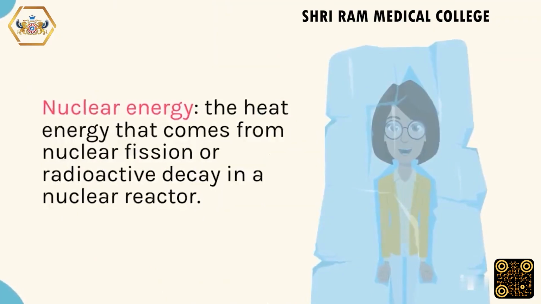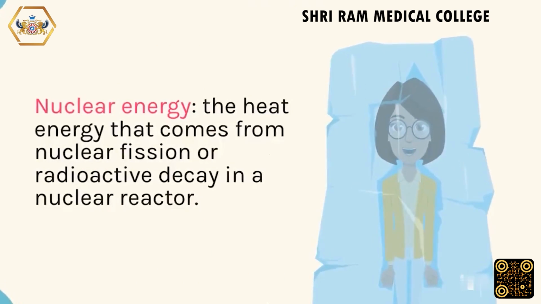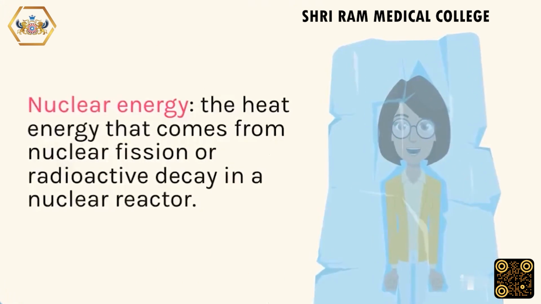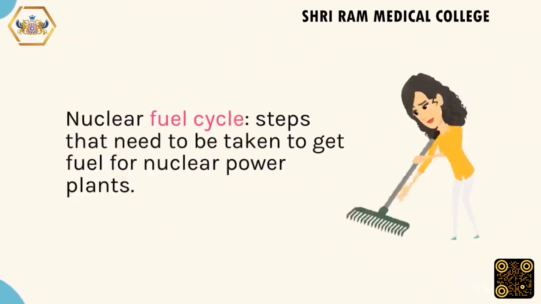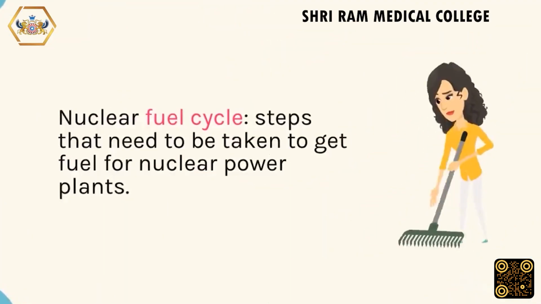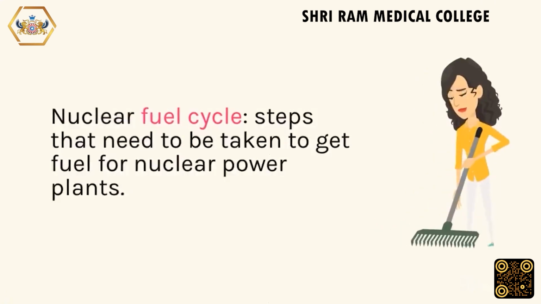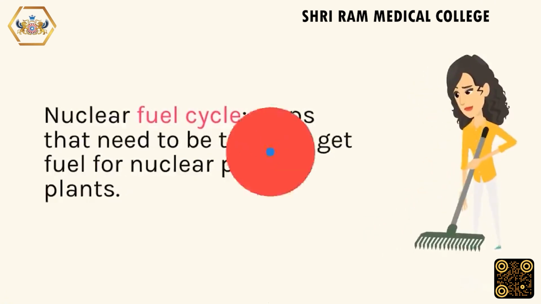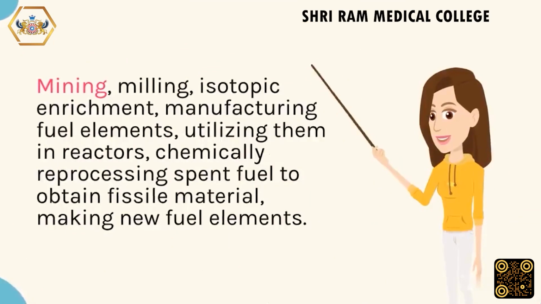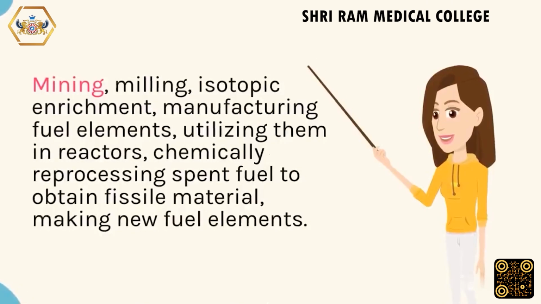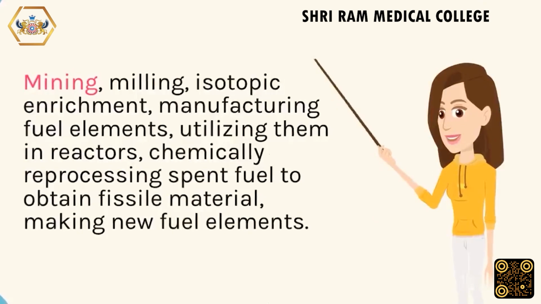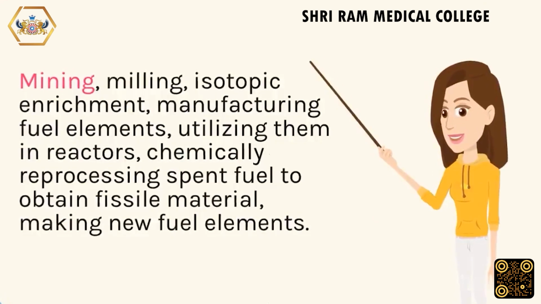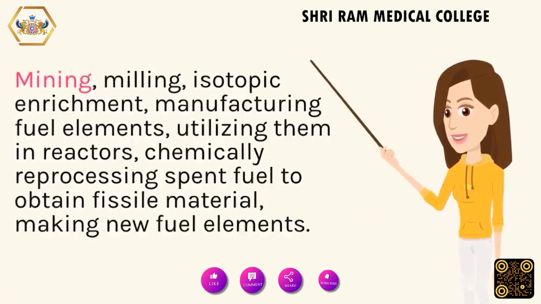Nuclear energy, the heat energy that comes from nuclear fission or radioactive decay in a nuclear reactor. Nuclear fuel cycle, steps that need to be taken to get fuel for nuclear power plants. Mining, milling, isotopic enrichment, manufacturing fuel elements, utilizing them in reactors, chemically reprocessing spent fuel to obtain fissile material, making new fuel elements.